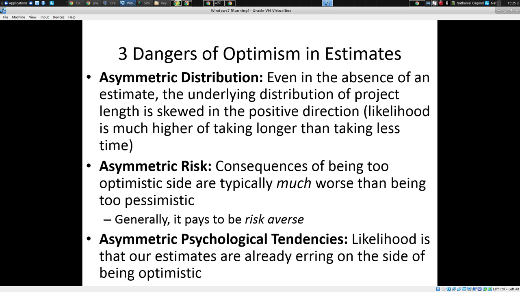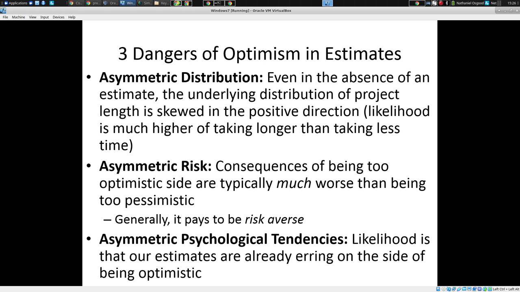Look, projects are not going to succeed in less than zero time, right? They're not going to be delivered. But projects can go on and on and on and on for a very long time. So it tends to be skewed in an asymmetric way, skewed in a positive direction. Some projects take a lot longer than the median, or than the mean. So that's one problem.